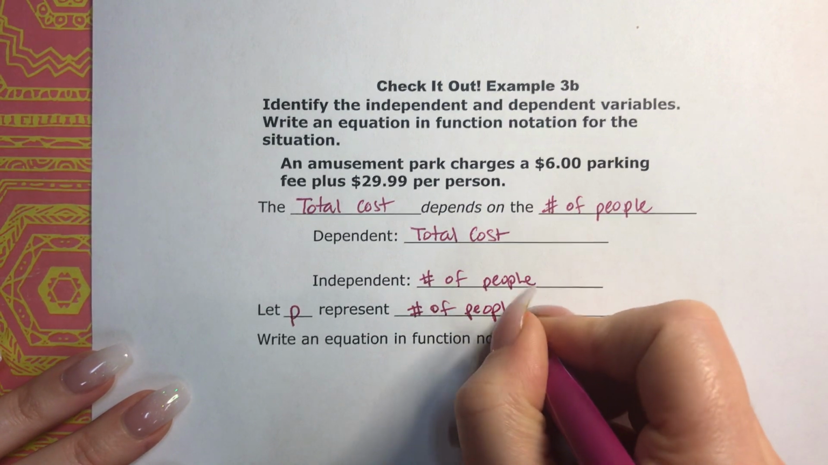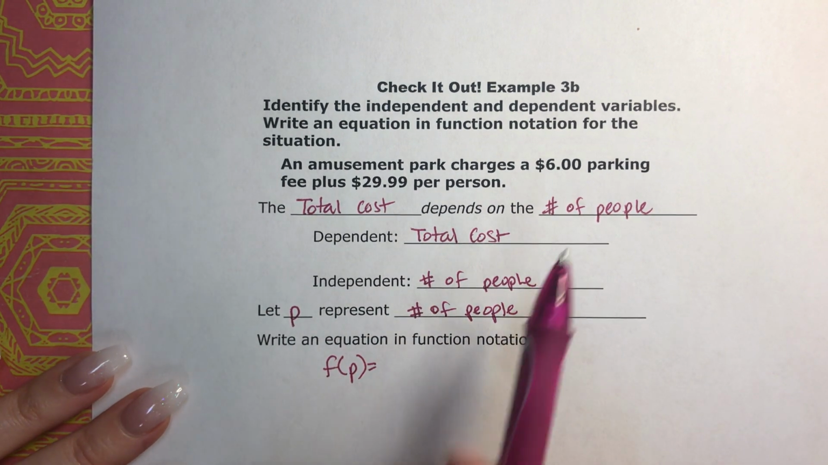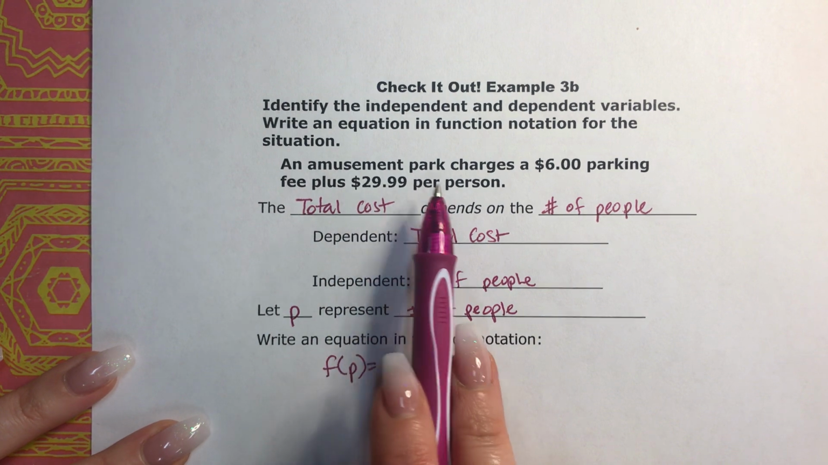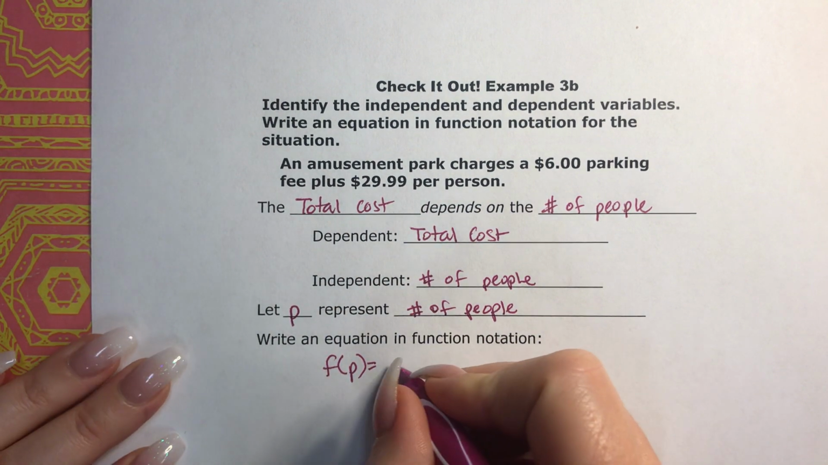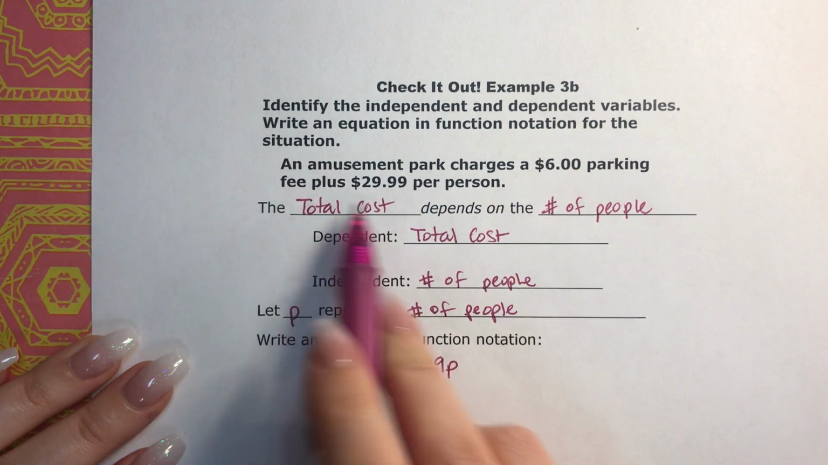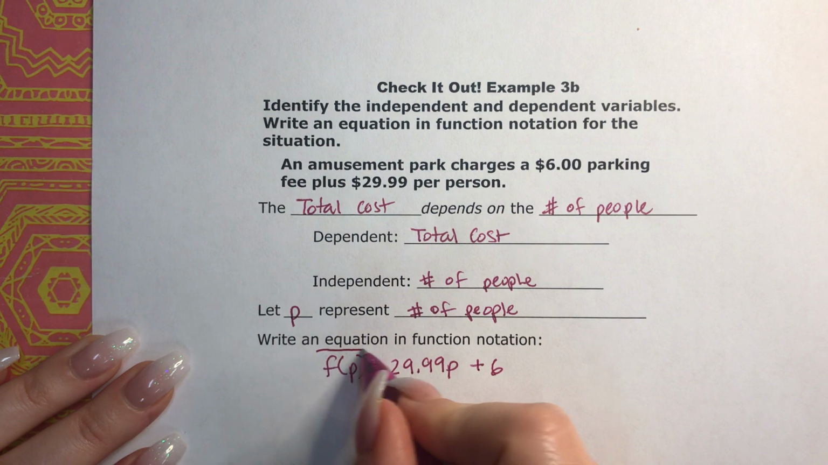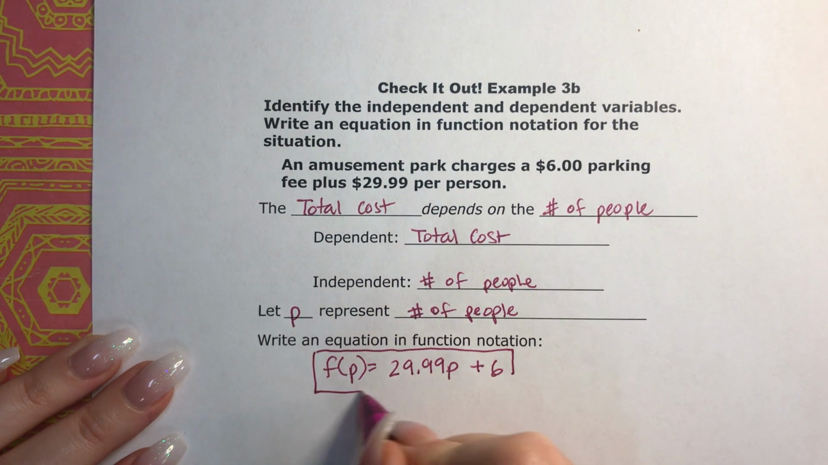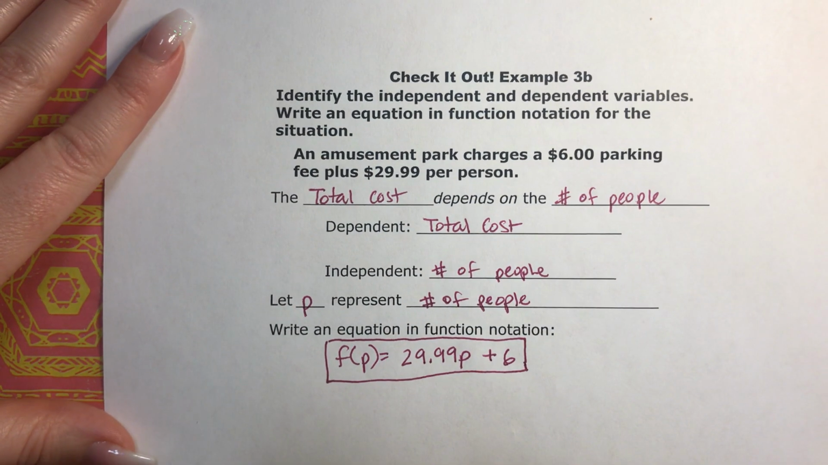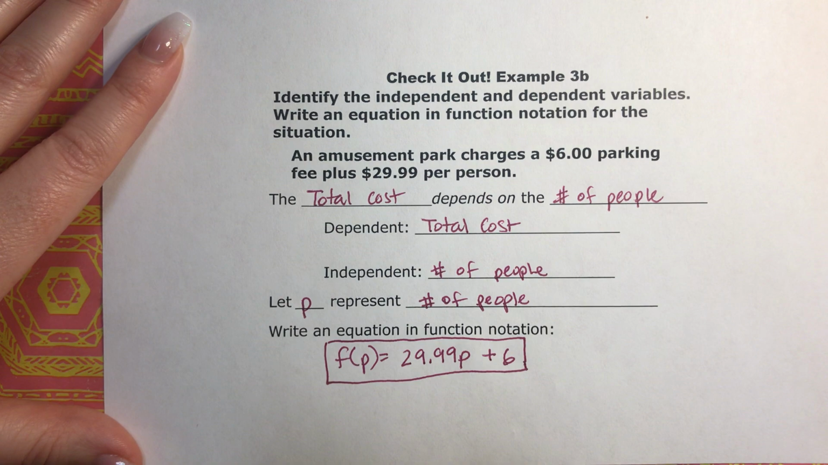If you used x, that's fine. So for mine, I'm going to call it f of P, and then we just need to write down the relationship. So we have $29.99 per person, or $29.99 times P, and then plus a $6 parking fee. So there is our function notation for this relationship. So if you got both of them right, you did a wonderful job, and we will see you in a little bit for example 4.